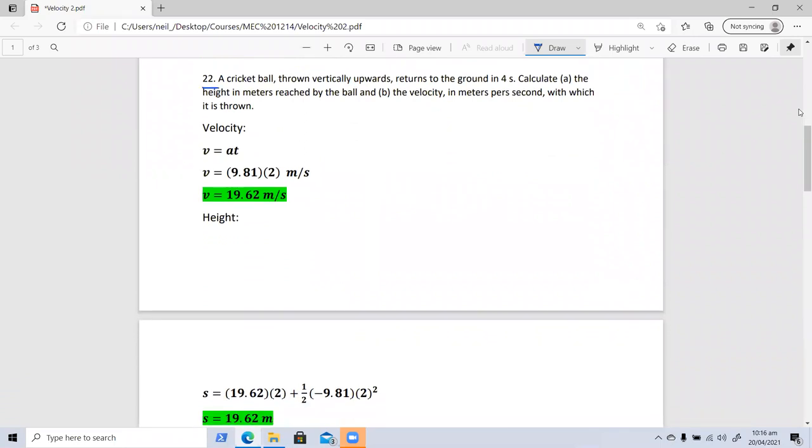Okay. So 22 is pretty similar again. A cricket ball thrown, this time vertically upwards, returns to the ground in 4 seconds. Calculate A, the height in meters reached by the ball, and B, the velocity in meters per second with which it's thrown. So instead of being dropped this time, it's thrown, so it has some sort of initial velocity, right?